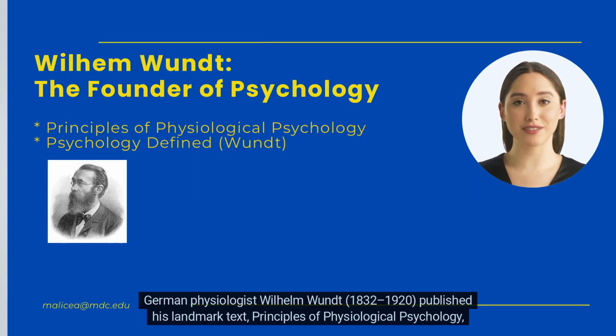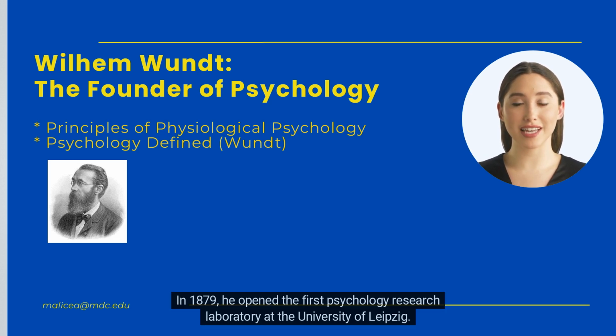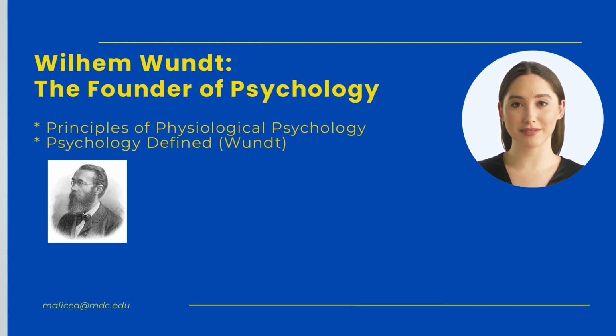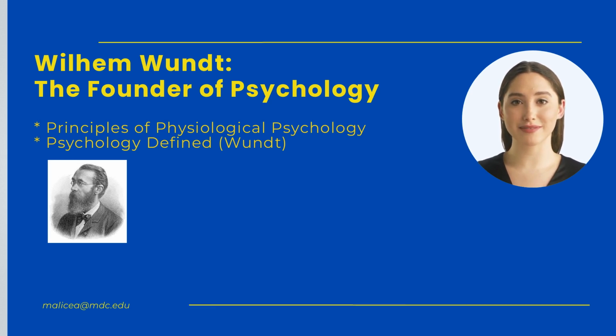German physiologist Wilhelm Wundt, 1832-1920, published his landmark text, Principles of Physiological Psychology, in 1874. In 1879, he opened the first psychology research laboratory at the University of Leipzig. Wundt defined psychology as the study of consciousness and emphasized the use of experimental methods to study and measure consciousness.